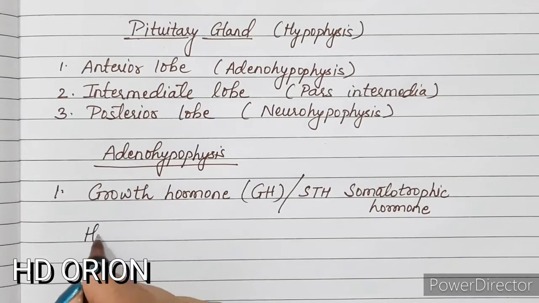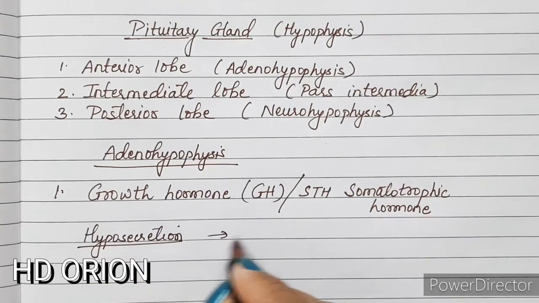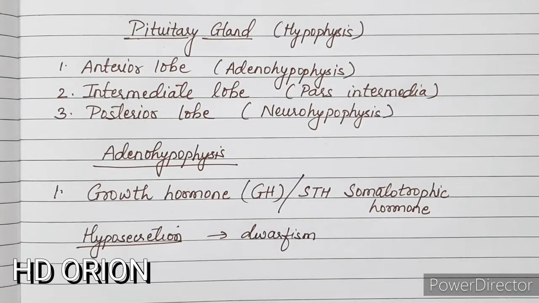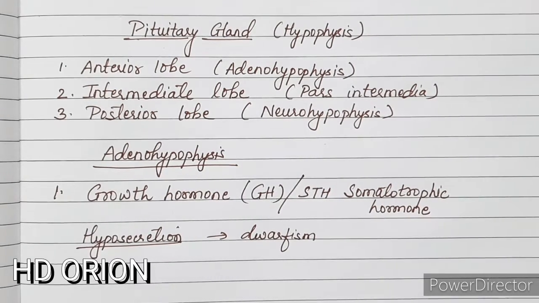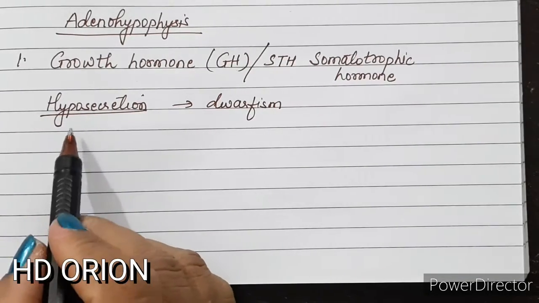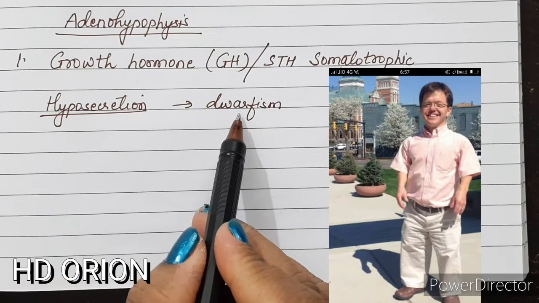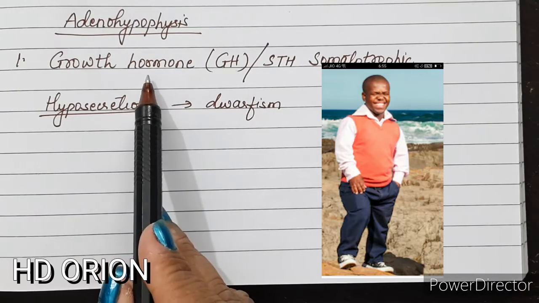On hyposecretion at an early age, there is a condition called dwarfism. The child is dwarf and is not able to grow properly, and therefore his height is not proper. Dwarfism is caused when the child is small, and at that time the hyposecretion of growth hormone takes place.